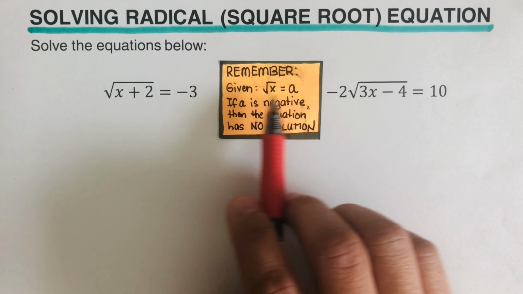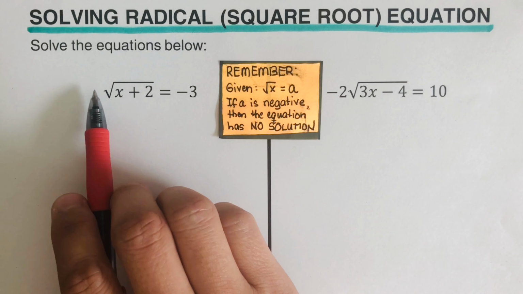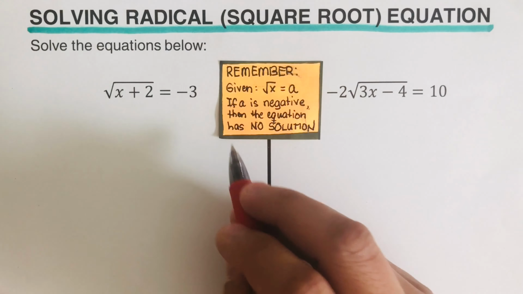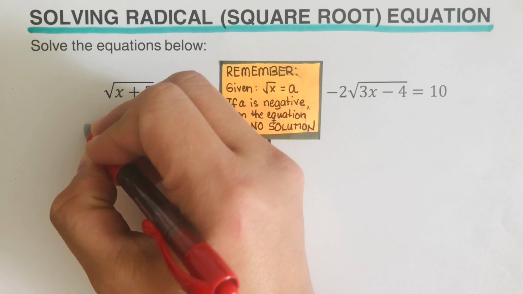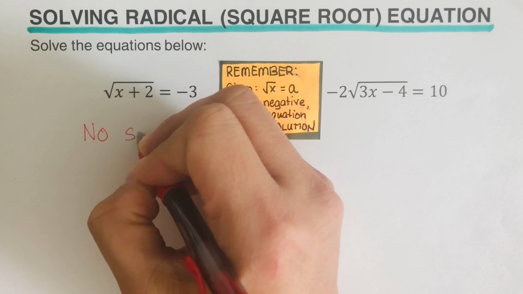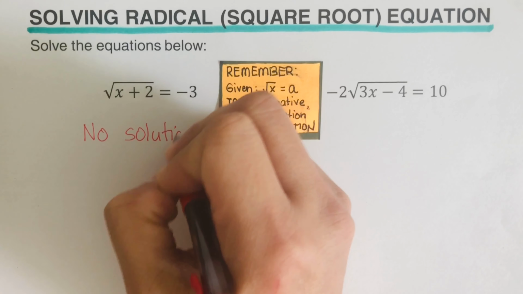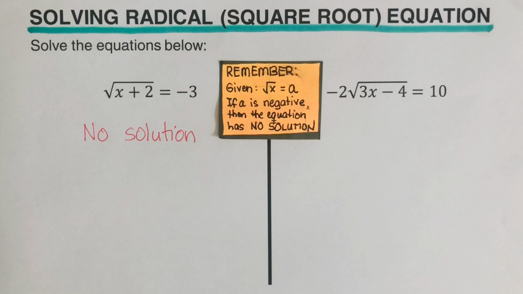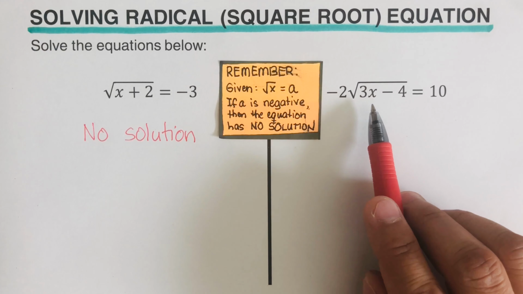Since our a here is negative 3 and this is a positive square root of x plus 2, we can go ahead and say that this equation right here has no solution. It has no solution because our a is negative. At this time, I would encourage you to pause this video and try this problem out on your own. And when you're done, unpause it and check your answer.